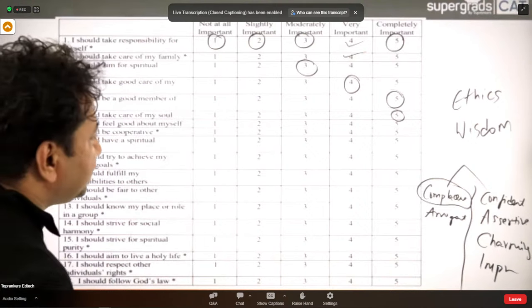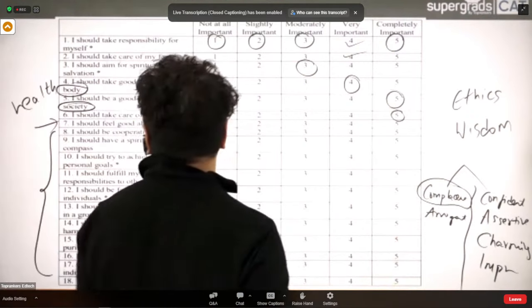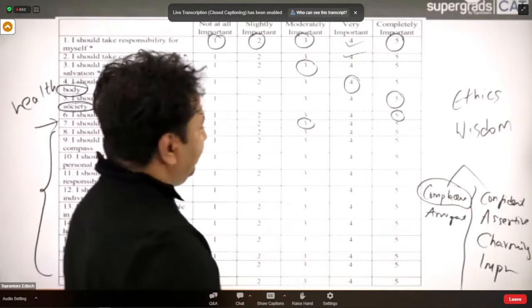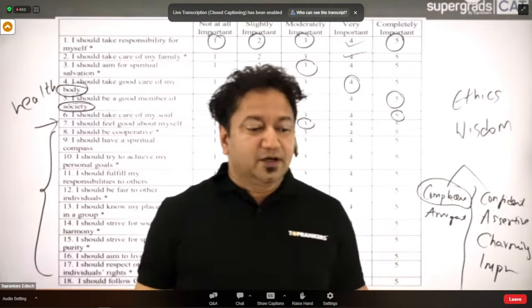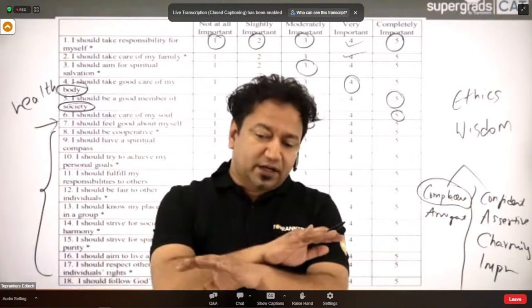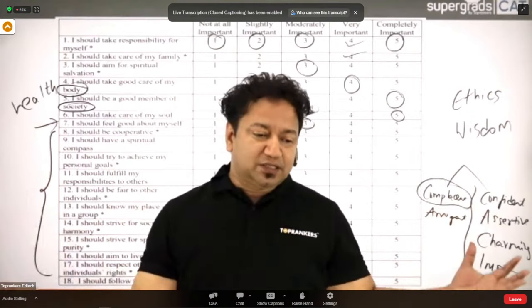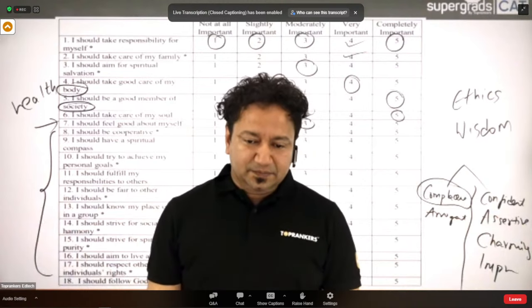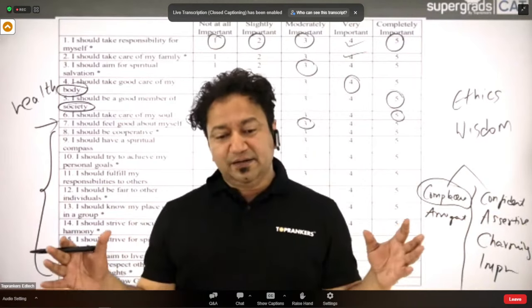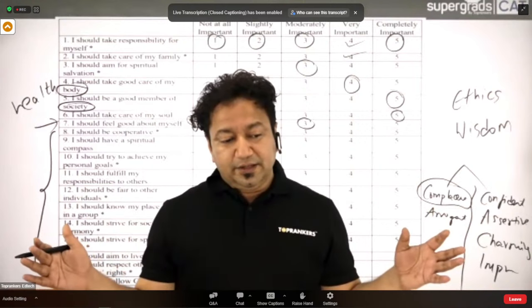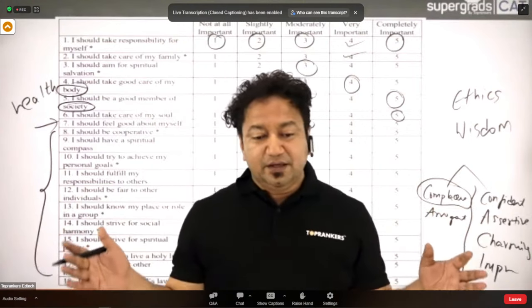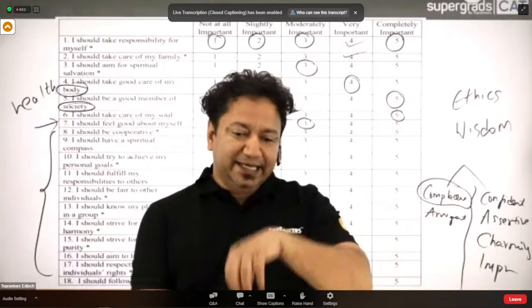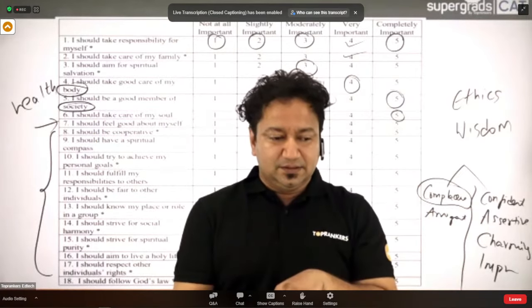So that is why it's not completely important. Is it very important? Not really. It is moderately important. Why? Because feeling good about yourself should be balanced, as it has both negative and positive outcomes, and they are equal in this case. From 1 to 5, it should be at the most balanced position, that is position number 3.